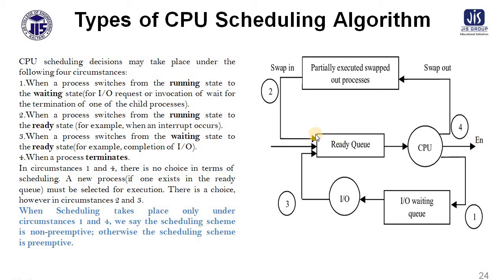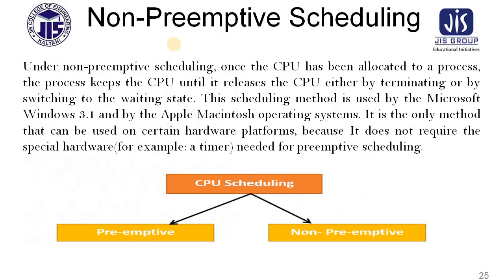So situations 1 and 4 are called non-preemption, and the rest, cases 2 and 3, where the execution has been interrupted, are called preemption, or preemptive scheduling criteria.